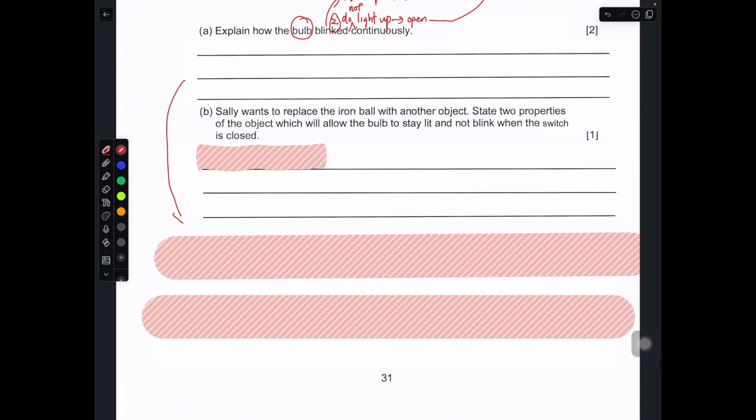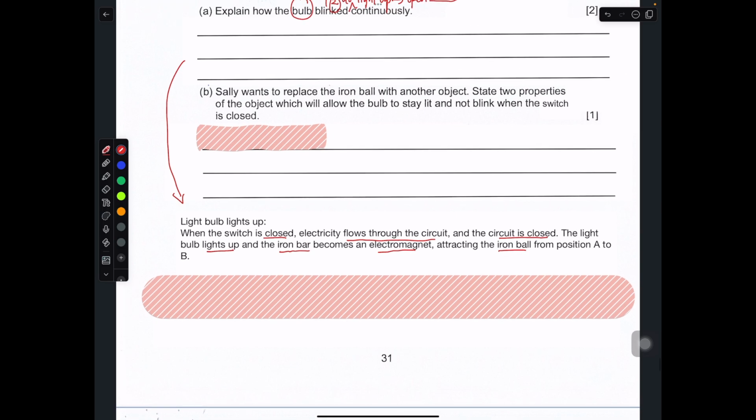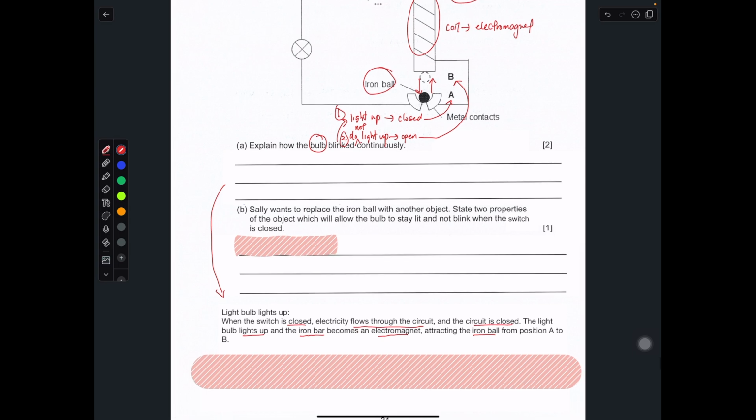Okay, the answer is a bit long, so I put it here. So when the light bulb lights up, this is how you can explain, which is the first part. When the switch is closed, electricity flows through the circuit and the circuit is closed. So the light bulb lights up. When the circuit is closed, the light bulb straight away lights up. Okay, the iron bar becomes an electromagnet, attracting the iron ball from A to B. Okay, which is this part. From A to B. So the iron ball is now at B. So when it's at B, right, there will be a gap over here.